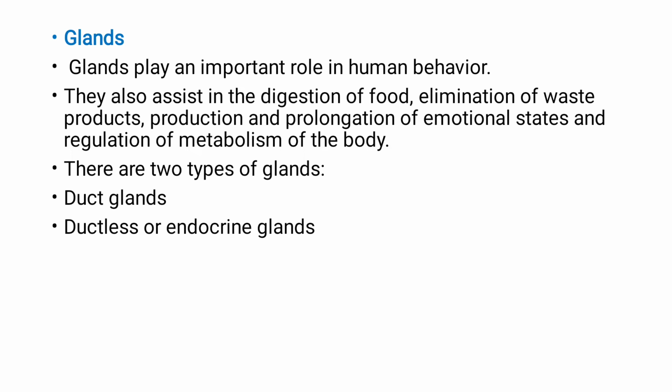Next, moving on to glands, we have two types of glands. The two types of glands involved in human behavior are duct glands and ductless glands, or endocrine glands. Ductless glands are otherwise called endocrine glands. So these glands help in digestion, elimination, then production of hormones, everything.